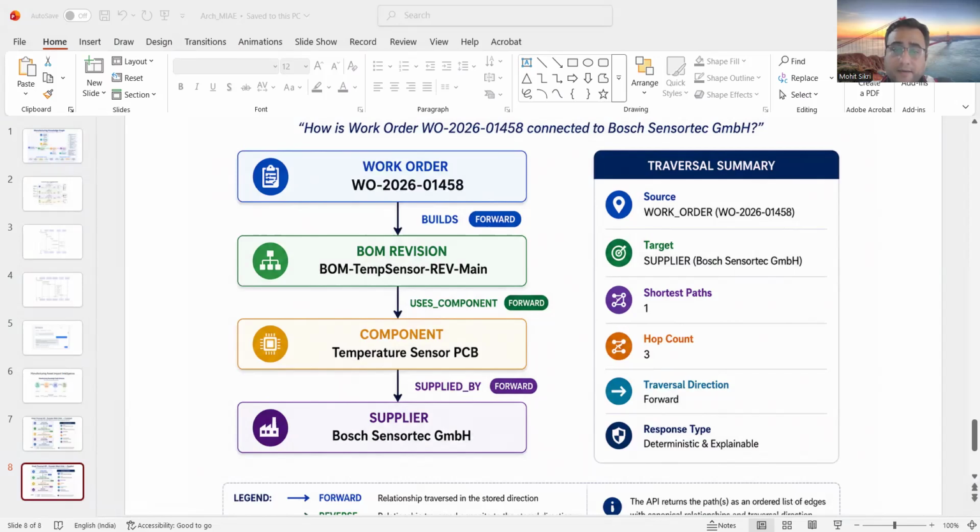Okay, closing. Our long-term vision is to evolve from a connected manufacturing graph into an intelligent manufacturing decision platform. One that not only stores relationships, but also explains dependencies, predicts impacts, and helps engineers make faster data-driven decisions.